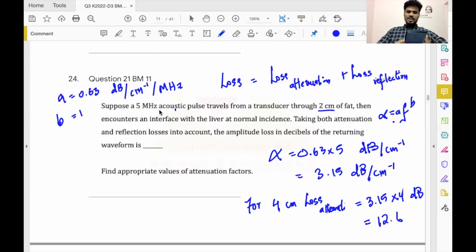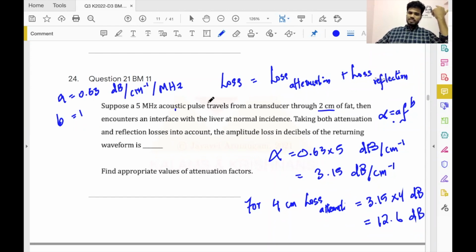Into 20. If you calculate AZ by A naught using this relation, that will be like 0.234. And if you do 20 log of that, interestingly you'll get a loss of 12.6. You don't have to do any of that AZ by A naught things. If alpha is given, you know the loss per centimeter. This loss is due to attenuation, and you know the loss per centimeter for however much distance it travels. In this case, it travels back and forth, so 4 centimeters. Multiply that, and you should get the attenuation loss.